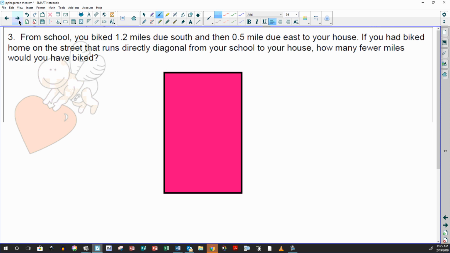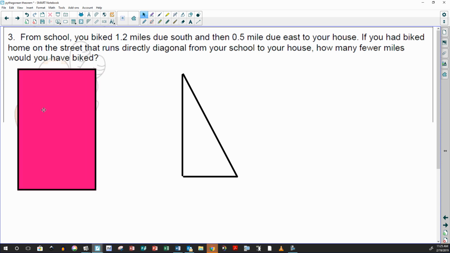All right, so from school, you bike 1.2 miles due south, and then 0.5 miles due east to your house. If you had biked home on the street that runs directly diagonal from your school to your house, how many fewer miles would you have biked? What they're asking us to do is find how far we biked, how far we would have biked, and then the difference between the two. So draw a picture. Ta-da, it's a triangle.